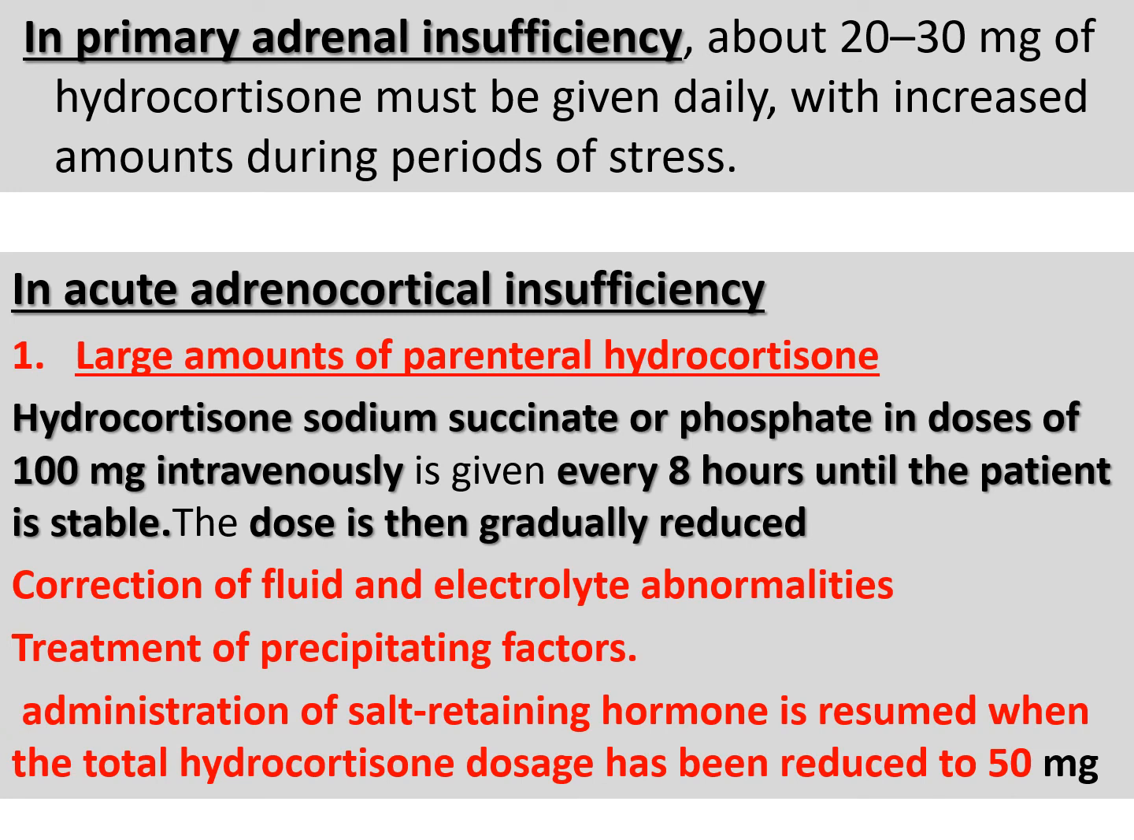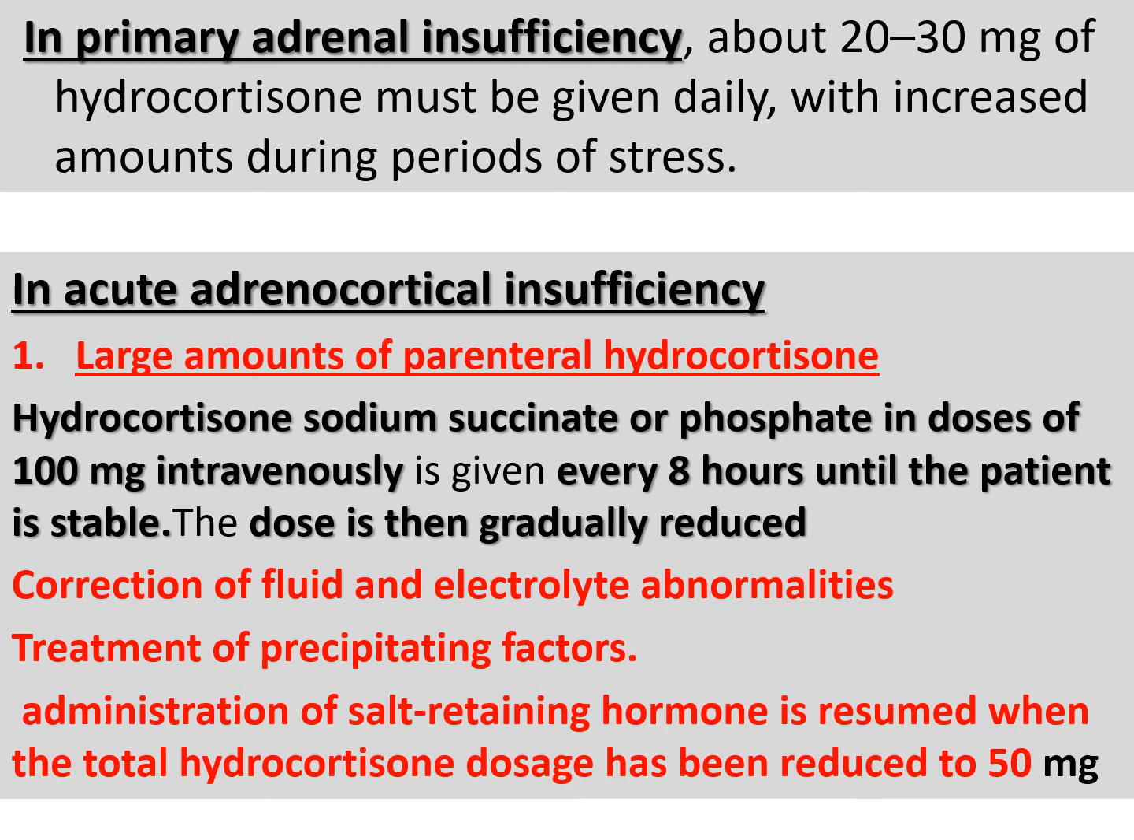In primary adrenal insufficiency, about 20 to 30 mg of synthetic hydrocortisone must be given daily. In acute adrenocortical insufficiency, a large amount of hydrocortisone is given parenterally, which means IV, plus correction of fluid and electrolyte imbalance. Treatment of the precipitating factors, meaning whatever else is aggravating its effect, and administration of salt retaining hormone is resumed when the total hydrocortisone dosage has been reduced to 50 mg.